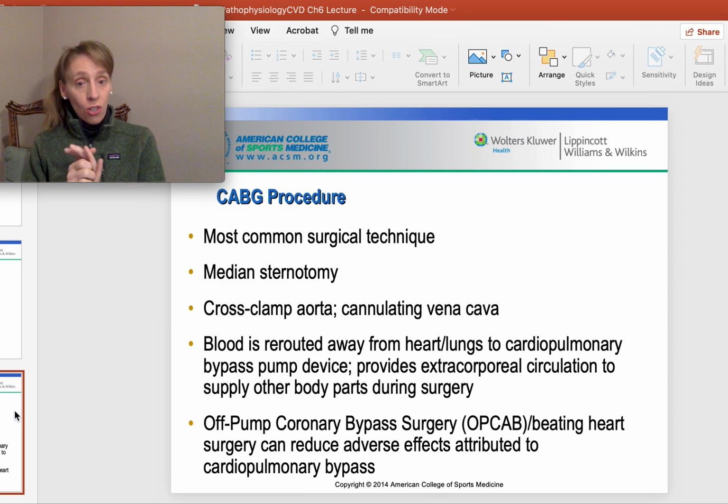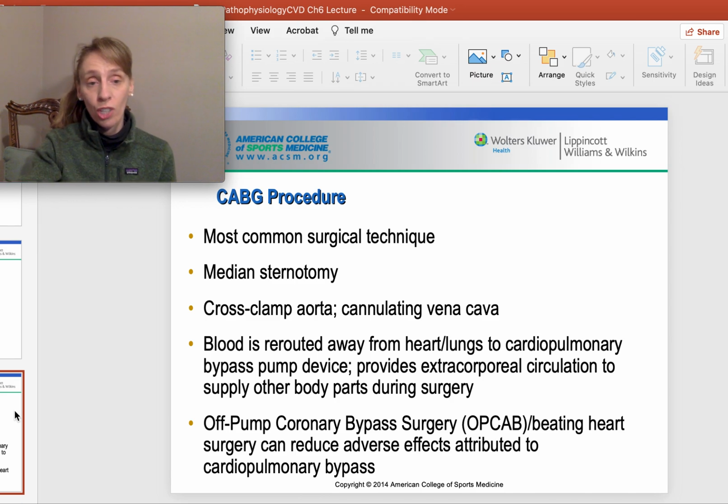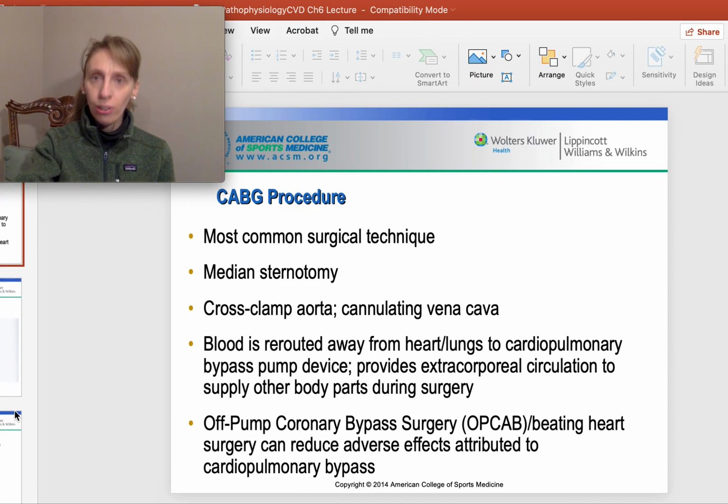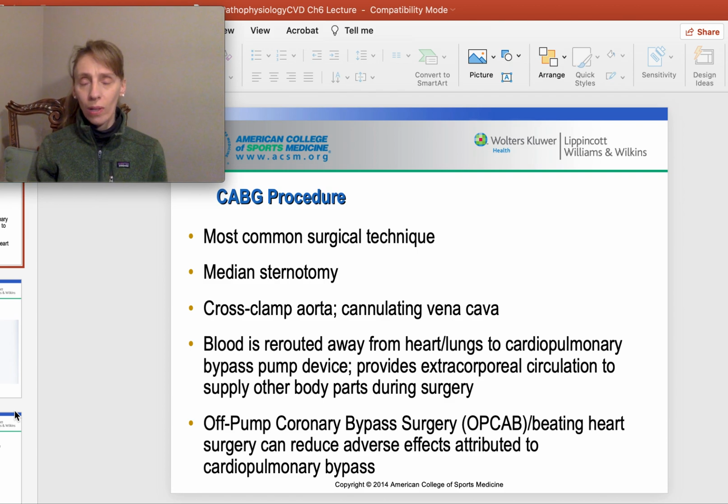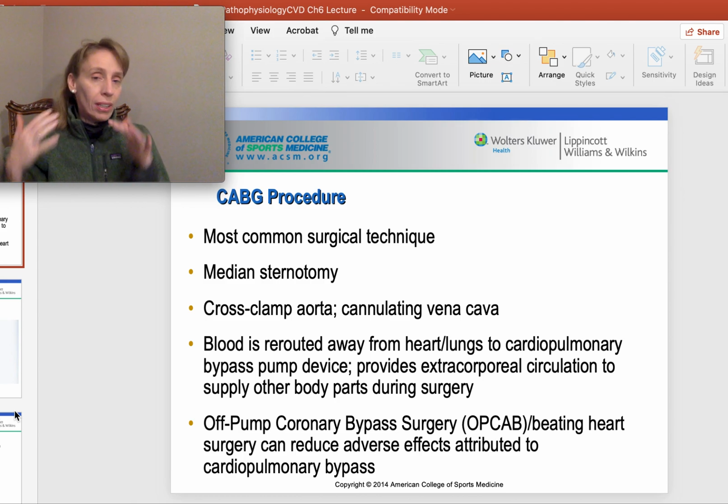Another way of doing it is called an off pump. The off pump is where the surgery is done on a beating heart, so they don't need to go through the cardiopulmonary bypass machine. Again, it's physician preference, a surgeon preference, it's what's going on in the patient, what they're capable of. These things aren't really what we're interested in.